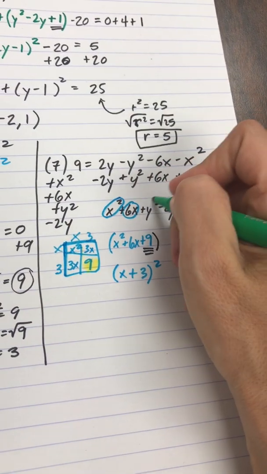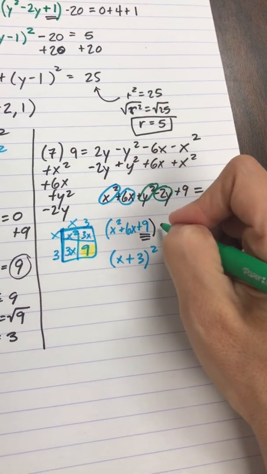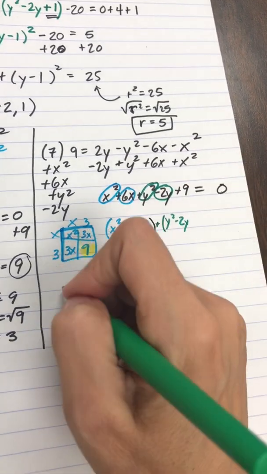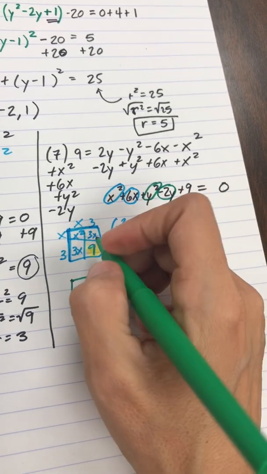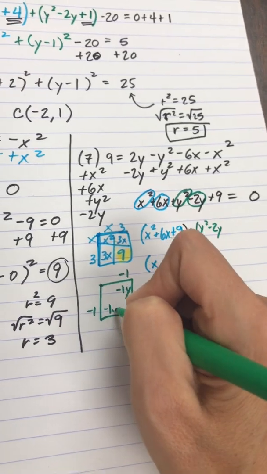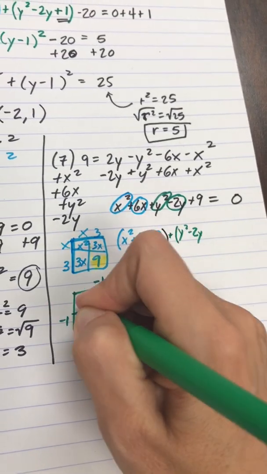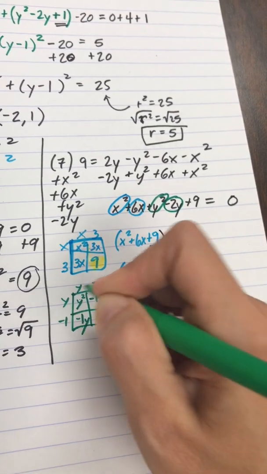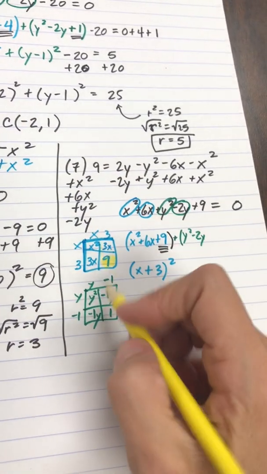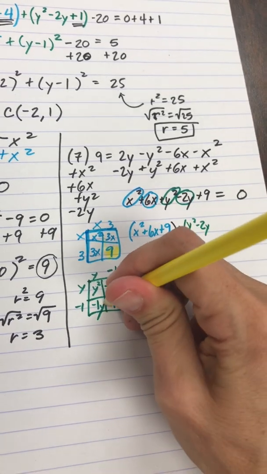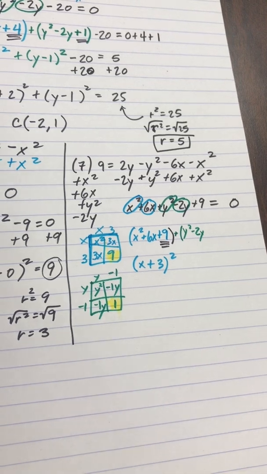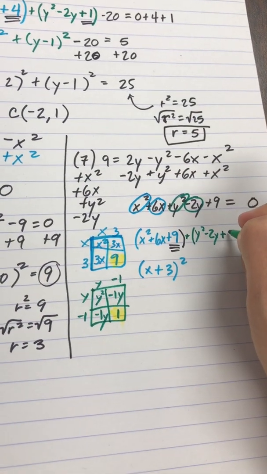Now using the y values, okay, so I have y squared minus 2y, and if I made a square, half of 2y would be a negative 1y, negative 1y. This would make my y square. And negative 1 times negative 1 is 1. So to complete the square, I need the number positive 1. Definitely that's not there. So I'm going to rewrite this positive 1.